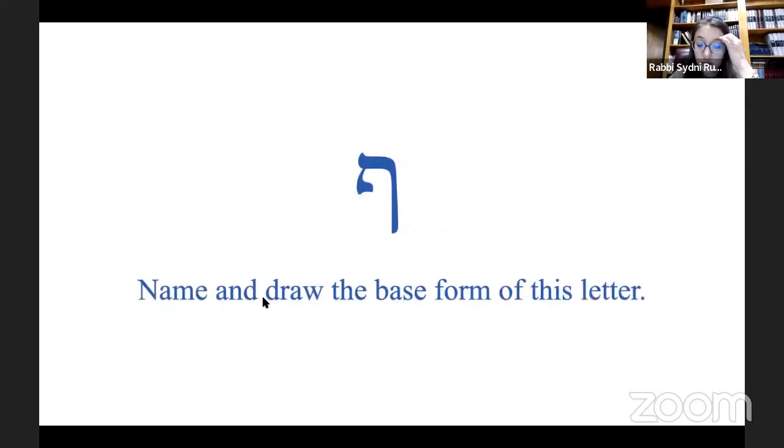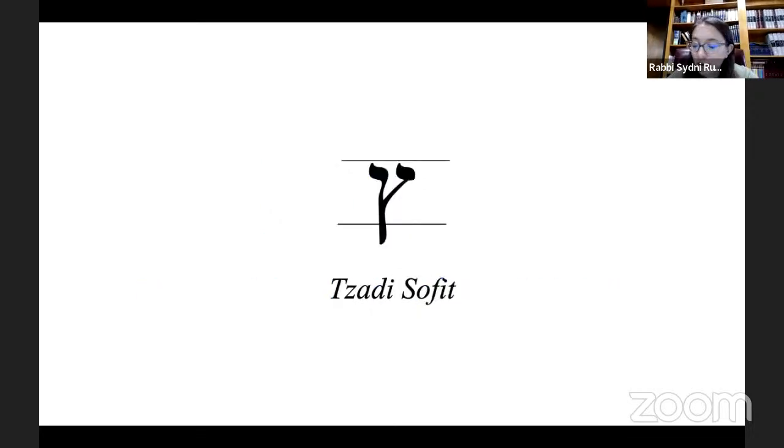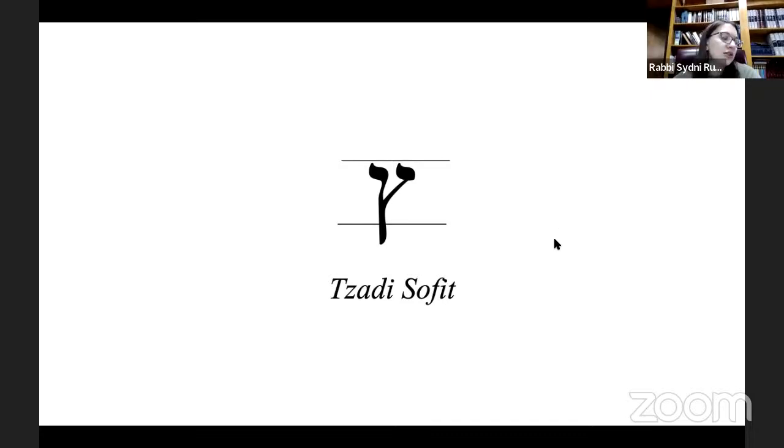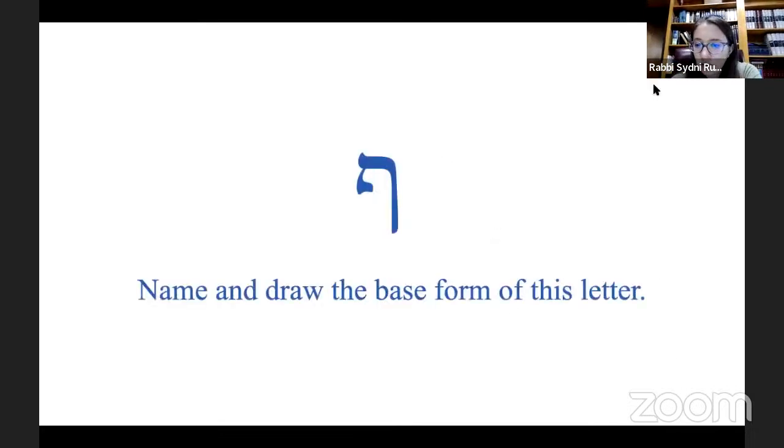All right. Okay. Questions before we review those letters? So basically what you're saying is that except for Mem Sofit, all of them have a tail that goes below the line. Exactly. So they're pretty easy to identify, except for the Mem Sofit. But once you look for that marshmallow mem, it shouldn't be so difficult. All right.